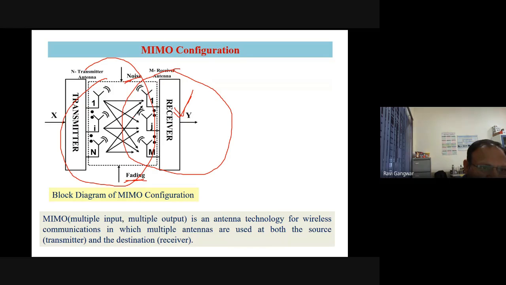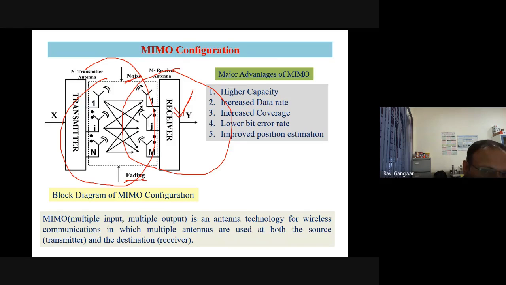When we use this concept, we have the following advantages. Higher capacity, because with more than one antenna, the system is able to support more than one user at a time, so the capacity of the system is increased. Then increased data rates, because we have more antennas, that means more channels, so the data rate is increased. Then coverage: when the number of antennas increases, coverage increases. Then low bit error rate and improved position estimation, because the signal strength is improved.